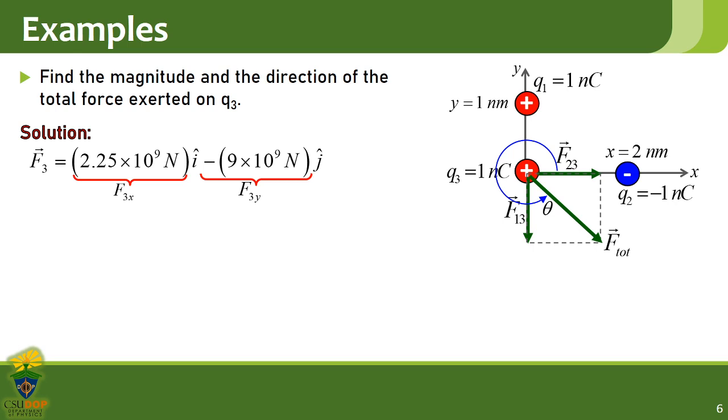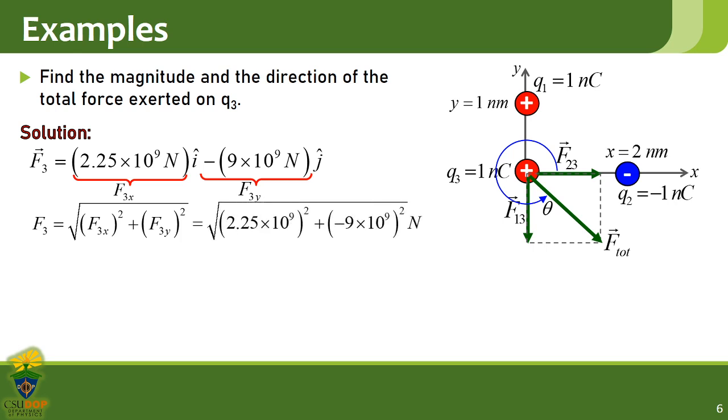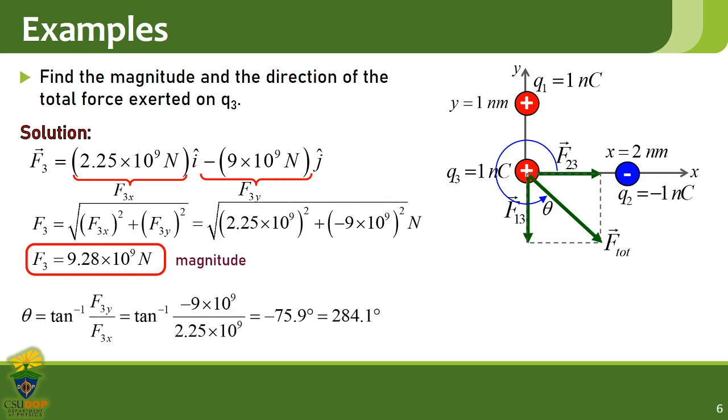To solve for the length or the magnitude of this vector, we use the Pythagorean theorem. Doing this gives us a magnitude of 9.28 times 10 to the 9 newtons. For the direction or angle theta, we use the tangent inverse of the y component over the x component formula. We then get negative 75.9 degrees. This angle is equivalent to 284.1 degrees in standard angle measurement.